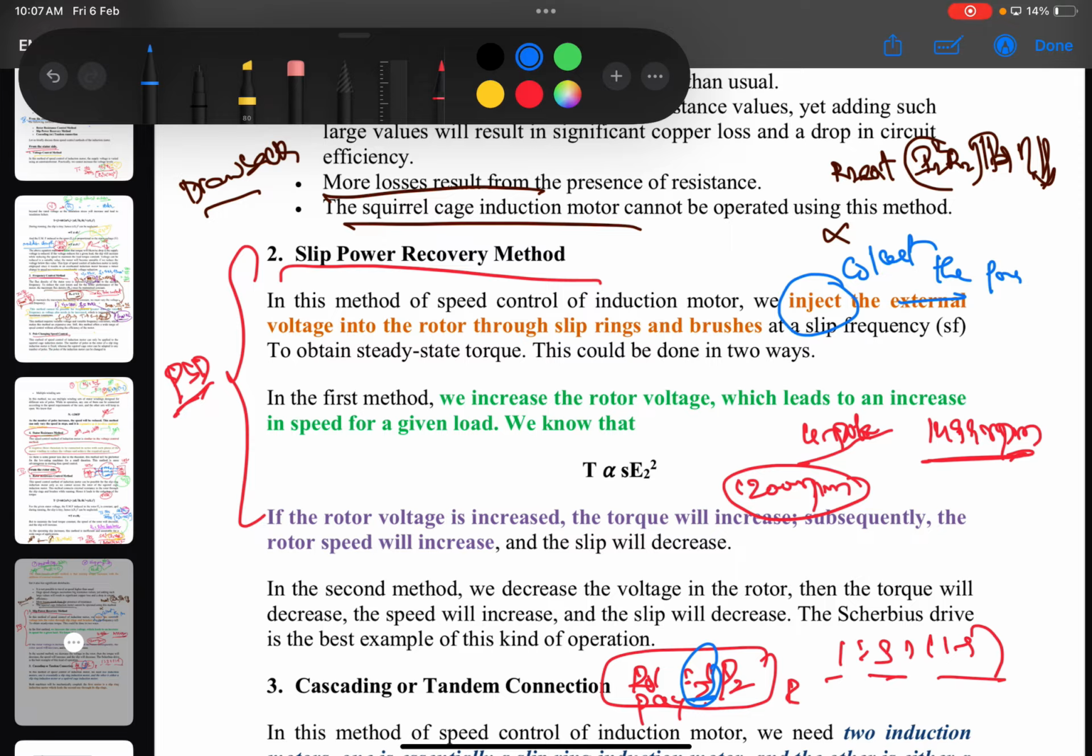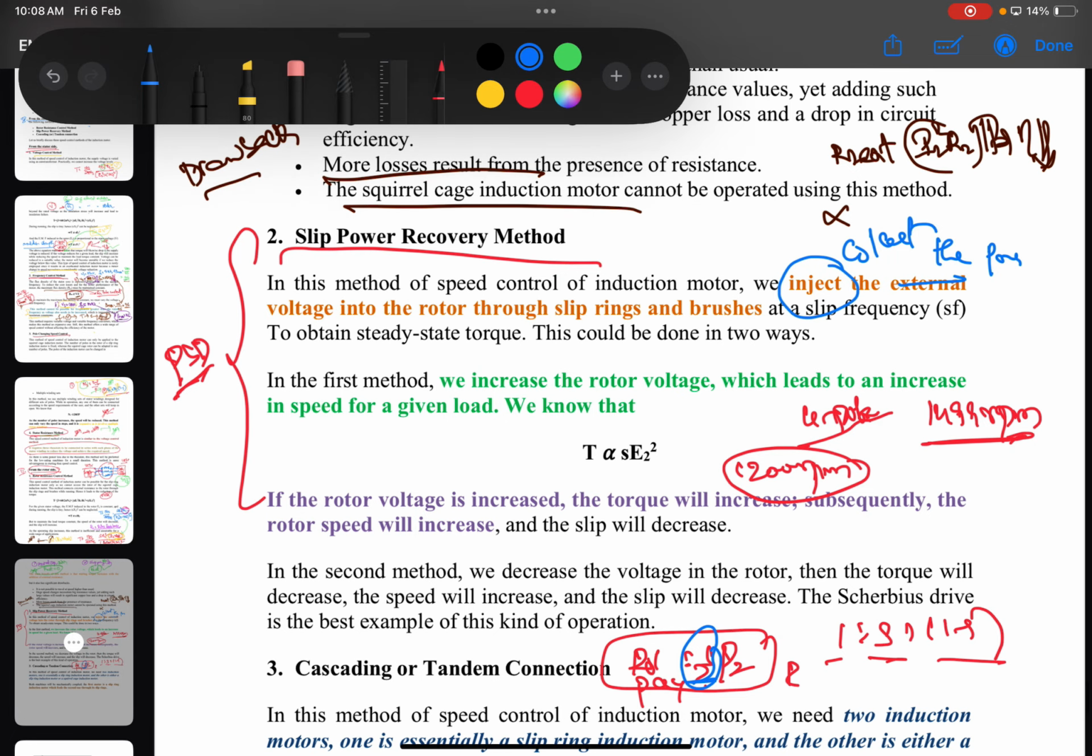Okay, so for rotor copper losses we have the formula here. Rotor copper losses equal S times the rotor input power. You can write down that formula. That means, indirectly, rotor copper losses depend upon slip.